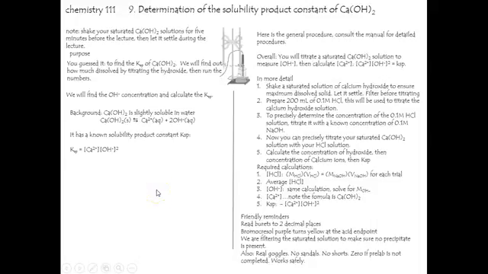Okay, hi, this is Chemistry 111, Experiment 9, Determination of the Solubility Product Constant of Calcium Hydroxide. I'd like to believe this is a fairly straightforward lab without too much confusion, so let's have a look at it.